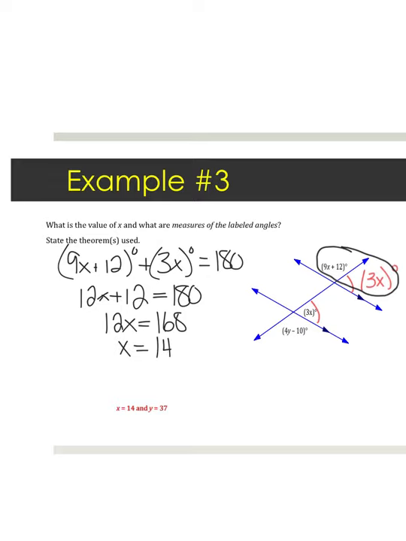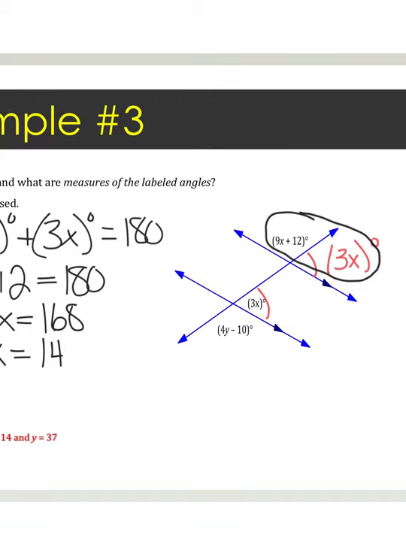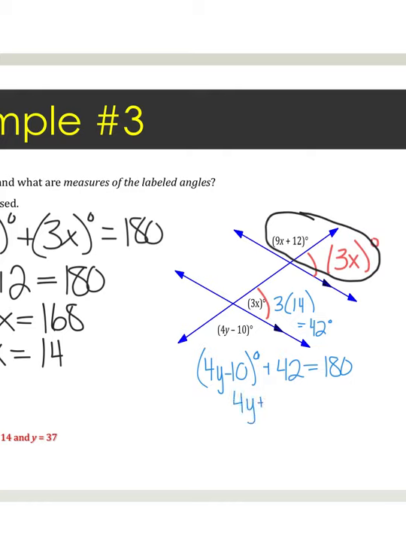All right, so now to find y, now that I have x, I could plug x in here. 3 times 14 is going to equal 42 degrees. And so now I'm going to use linear pairs. 4y minus 10 degrees plus 42 is going to equal 180. And I apologize, my stylus doesn't work so well on the app that I'm using to record these. So 4y plus 32 is going to equal 180. Subtract 32 from both sides. We get 4y equals 148. Y is going to equal 37.